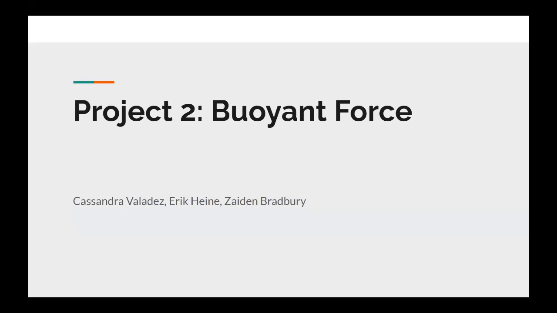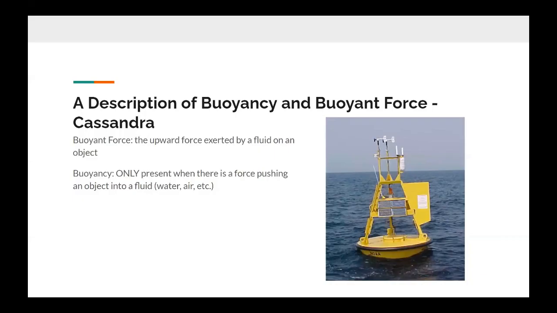To start, I'll be covering what buoyancy is and what its buoyant force does. Buoyancy is an upward force that exists only when there is an opposing downward force on an object. Depending on the magnitude of that downward force, the object will either float or sink. Buoyant force is the resulting upward force when an object is submerged in a liquid. This force is dependent on the volume of the displaced fluid and the density of that fluid.